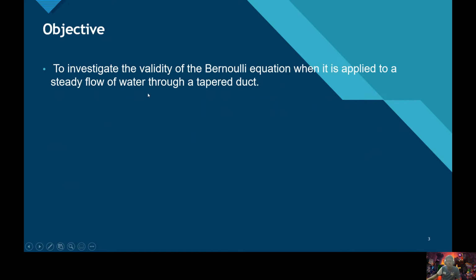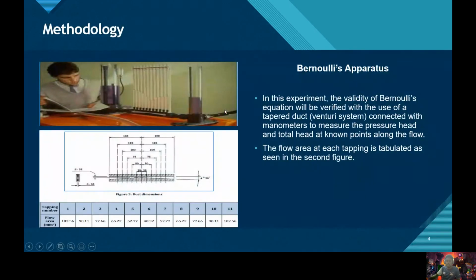In terms of the objective, it is to investigate the validity of Bernoulli's equation when it's applied to a steady flow of water through a tapered duct. And to do this experiment, the methodology that we use is the Bernoulli's apparatus, also known as a Venturi system, as you can see in the diagrams pasted on the left.